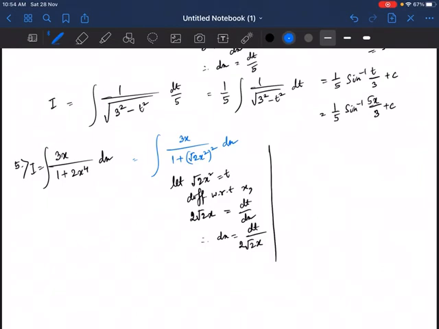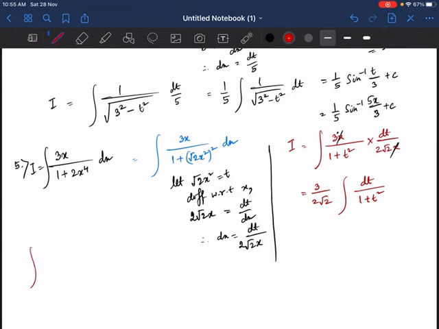Now we have to write I. I will become integration of 3x divided by 1 plus root 2 x square squared. In place of root 2 x square I will write t, 1 plus t square, and in place of dx I will write dt divided by 2 root 2 x. You see this x and this x get cancelled, right? We are left with 3 by 2 root 2, which is constant, so I will take it out, and then we have dt divided by 1 plus t square. This is quite similar to integration of dx divided by x square plus a square, and the integration of this is 1 by a tan inverse x by a plus c.